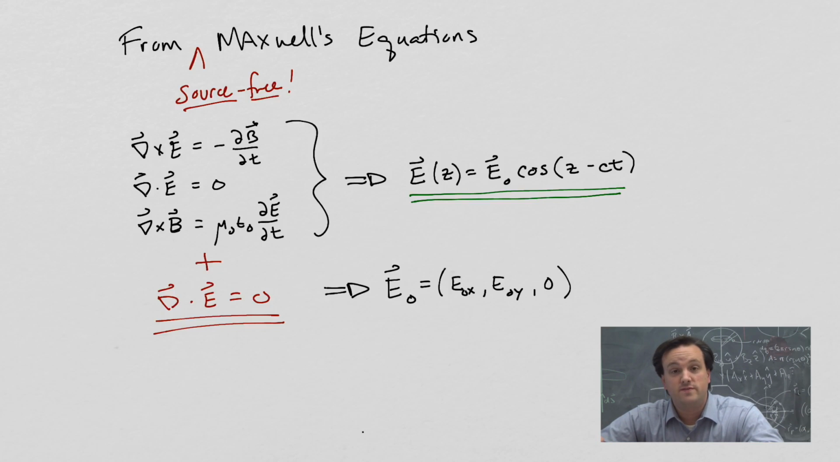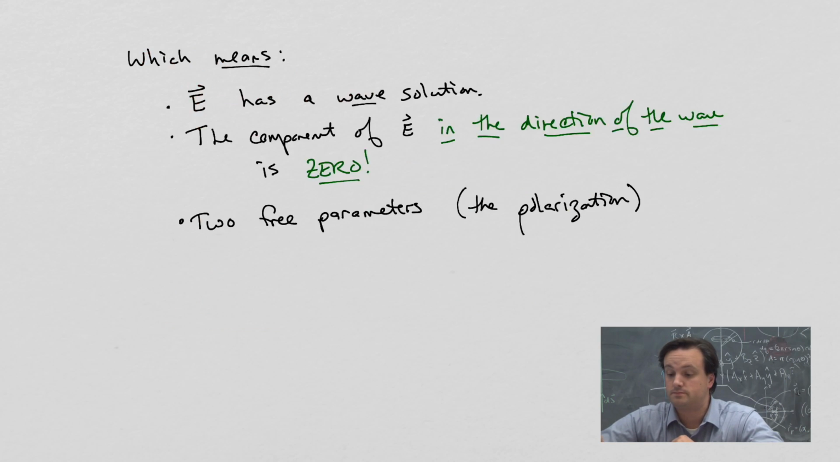And since we chose our wave to move in the z direction, I can combine that with another one of Maxwell's equations, that the divergence of E vanishes, to find that the vector of amplitudes, E naught, has just two free components, E naught x and E naught y, because the divergence of E vanishing requires that the z component of E is identically zero.